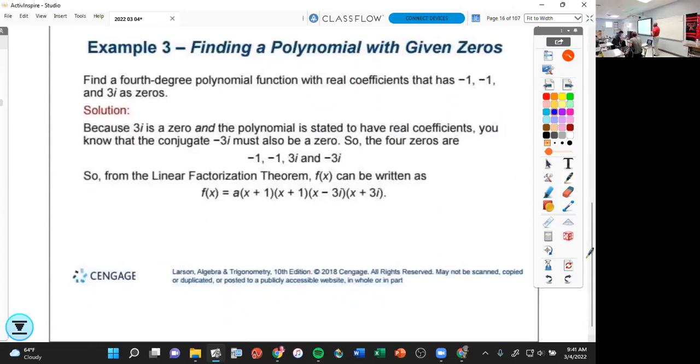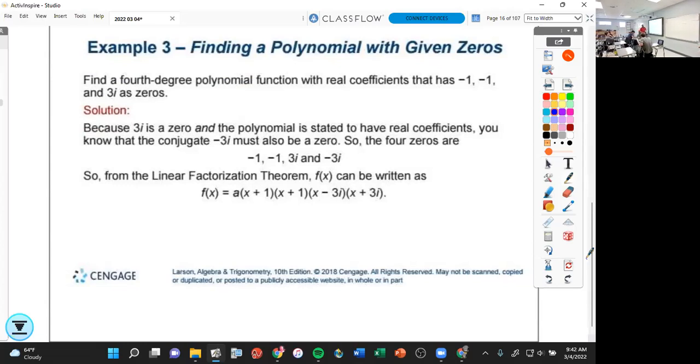This question says find a fourth degree polynomial with real coefficients that has -1, -1, and 3i as zeros. How many zeros did they give me? Okay, they explicitly gave me 3. They implicitly gave me the fourth one, correct? Because obviously, if 3i is a 0, what else is a 0? -3i.